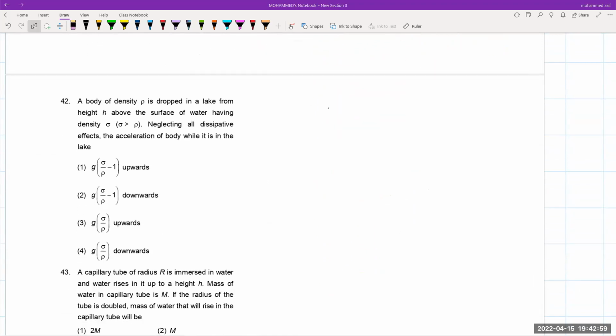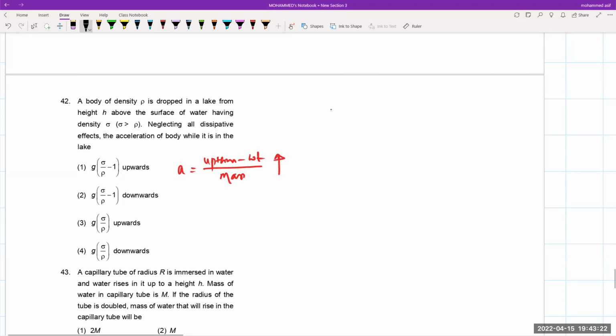चलो 42, तो आप लोग करे होंगे बहुत सारे लोग। The body of density rho has been dropped into a lake from a height h above the surface of water having the density sigma, neglecting all the dissipative effects, the acceleration due to gravity। मैंने बहुत बार करवाया था इसको। Acceleration कैसे लिखते हैं बेटा? Acceleration is equal to upthrust minus weight of the body divided by mass। In which direction बेटा?